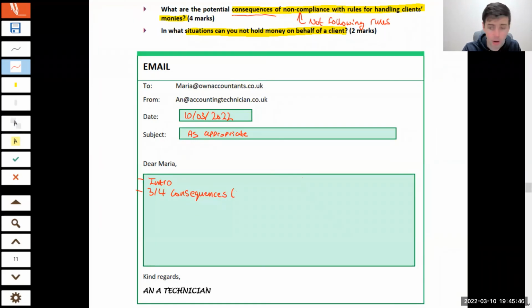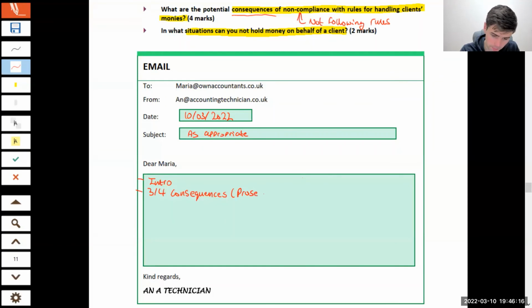Now, in terms of what these are, there isn't an exhaustive list. You don't have to do it in a specific order. You might have a consequence that isn't on the model answers, but if it's still technically correct, the marker would be very much obliged to give you a mark for it. You can sort of split this into different rings, can't you? So what would not following the rules be? What would the consequences of that be? One of the big ones would be legal action, wouldn't it?